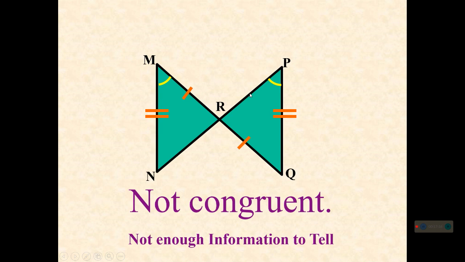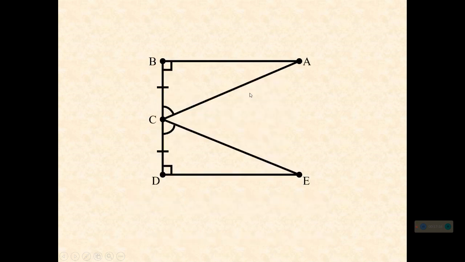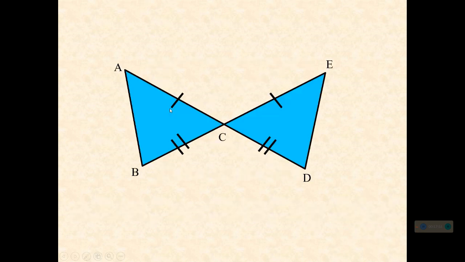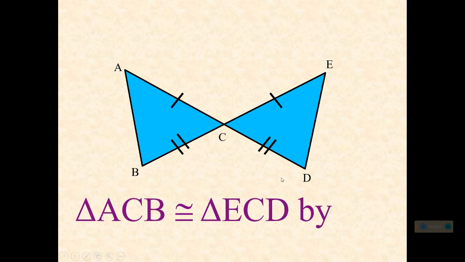Next, number 5, let's have this one. We have triangle ABC is congruent to triangle EDC by what postulate? We have ASA, as you have seen on the tick marks. Next, number 6, we have triangle ACB is congruent to triangle ECD by what? Yes, SAS. So, side, angle, side. We have here the vertical angles.